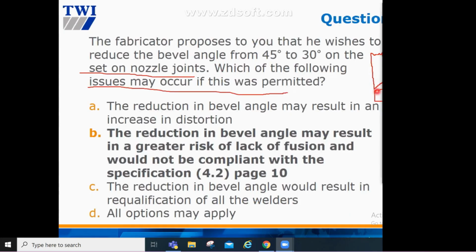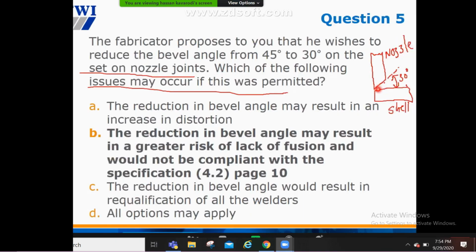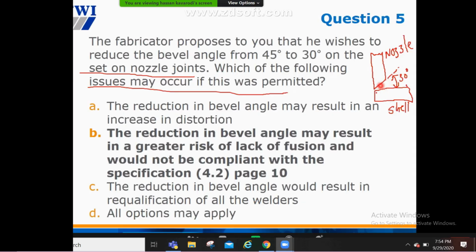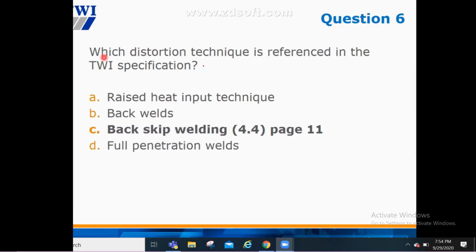The angle here, let's say that they put 30 degree. Because here, the gap or the bevel is too small, then manipulation of electrode may be a problem here. All right, because opening is too small, then we have problem with manipulation of electrode. Then that will cause lack of fusion problem here, right? But again, if you want to check from the spec, you may refer to 4.2, but B is the best answer here. Okay? Number 6, which distortion technique is referred to TWI spec? All right, look at 4.4 of the spec.